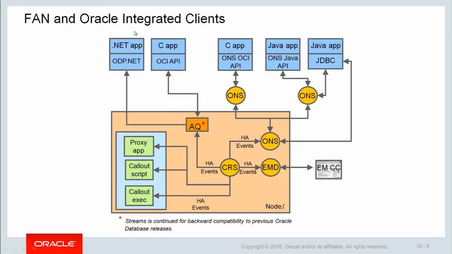And this is a FAN and Oracle integrated client. CRS generates an HA event, and this message can be forwarded to all these clients through ONS, through Advanced Queuing. And the same message can be consumed by an internal component by going through a callout script. So if a FAN message is populated, an internal component can process this message to take action.